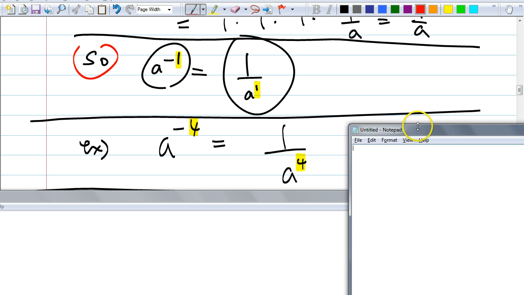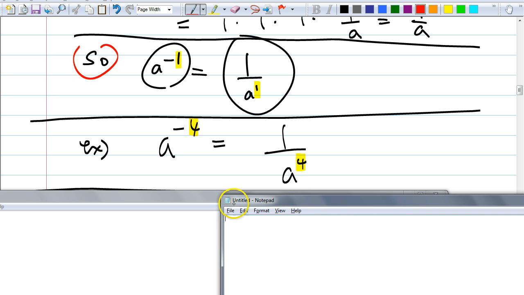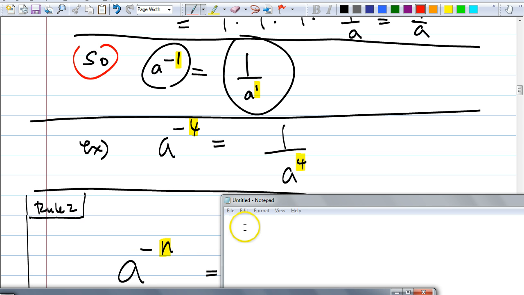So, in general, it turns out, guys, this is always true. Write this down. It turns out that if I have a to the negative nth power, guess what this would be? Go ahead and discuss with your group. What do you guys think? I'll wait. What do you think this will be?